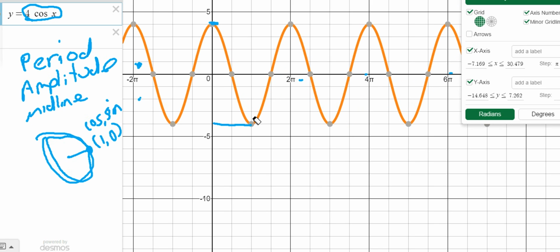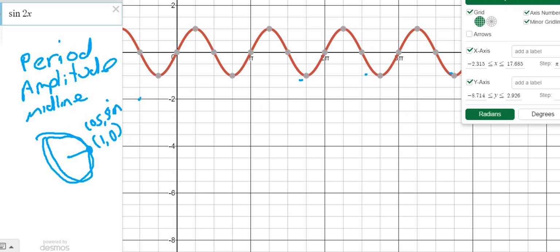Alright? So now we're going to look at some other things. We've seen amplitude shift of a sine. We've seen amplitude shift of the cosine. And we've seen the sine and cosine function. So let's look at another one. Sine of 2x. So note, before we had 3 sine of x, a number in front. Now we've got a number in here with the x.